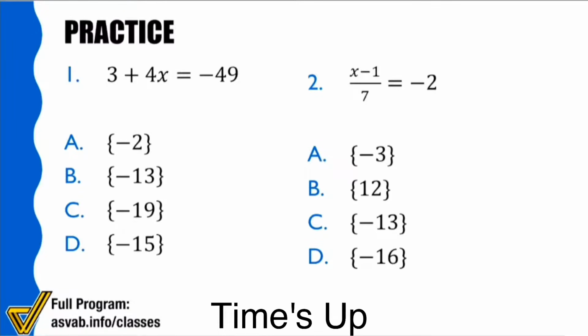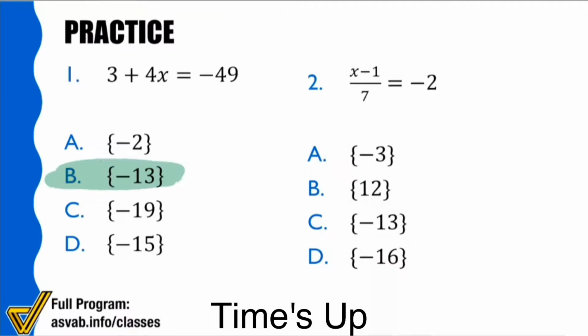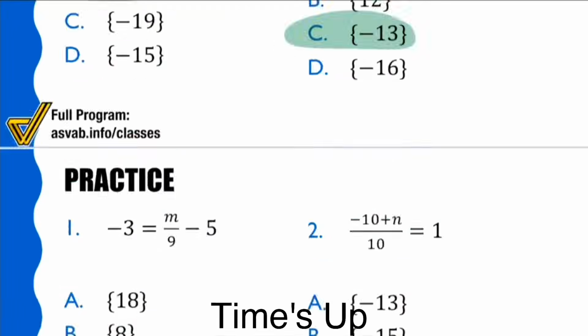And that is time, my party people. Hopefully, we're having a good time so far. So, number 1, the answer is going to be B, negative 13 for number 1. For number 2, the answer, if you couldn't tell, is actually pretty similar. It's going to be C, negative 13. Booyah. Hopefully, you guys are having a good time so far. Again, let's go ahead and get into this next one here. Next set. 3, 2, 1. Let's keep having fun.